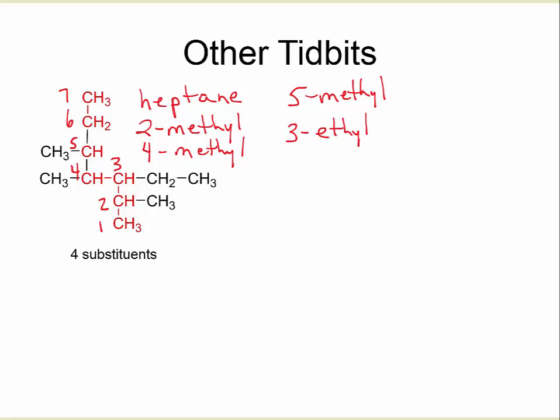So now when I put that all together in alphabetical order, I have 3-ethyl, alphabetized by the E, 2,4,5-trimethyl, and that's alphabetized by the M, heptane.